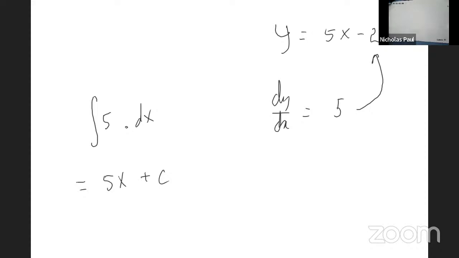There is a way later, when I'll show you how to get back the c. But for now, that's the reason why we keep writing plus c. So this c represents the missing 2. It represents the missing minus 2.